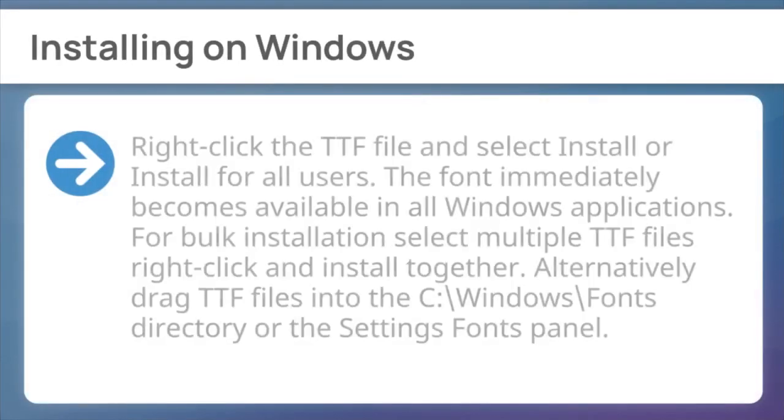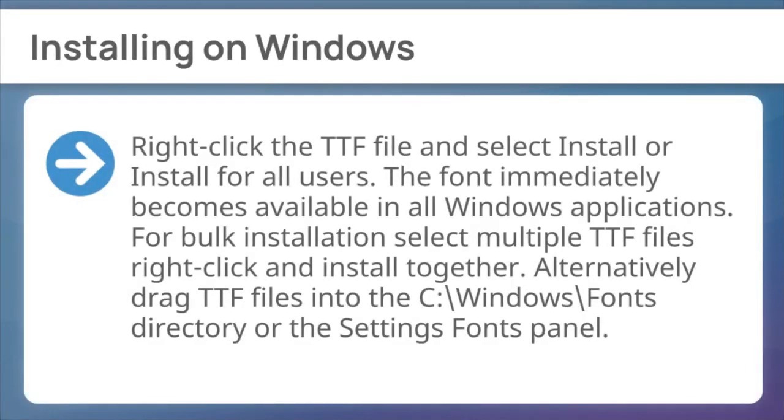First, installing on Windows. Right-click the TTF file and select Install or Install for all users. The font immediately becomes available in all Windows applications. For bulk installation, select multiple TTF files, right-click, and install together. Alternatively, drag TTF files into the C:\Windows\Fonts directory or the Settings Fonts panel.